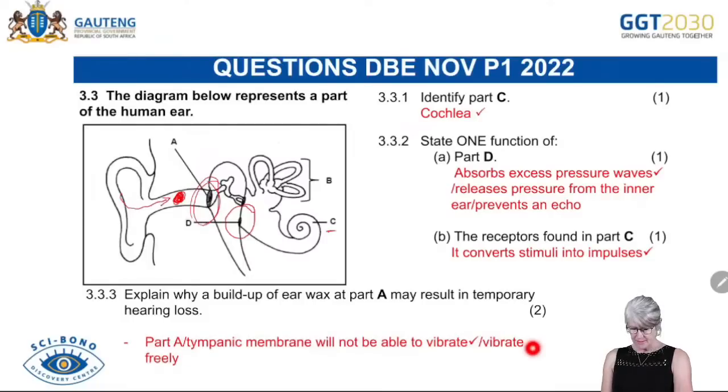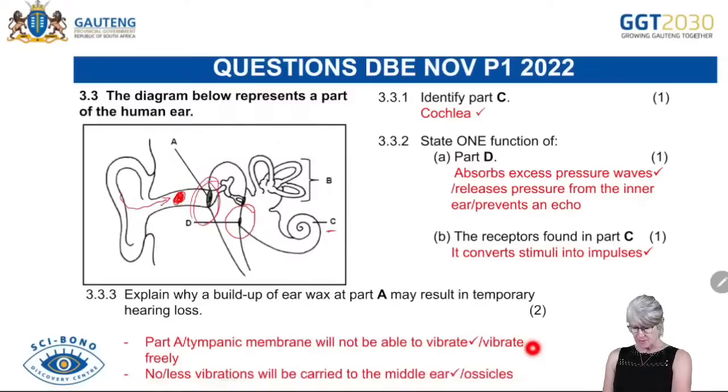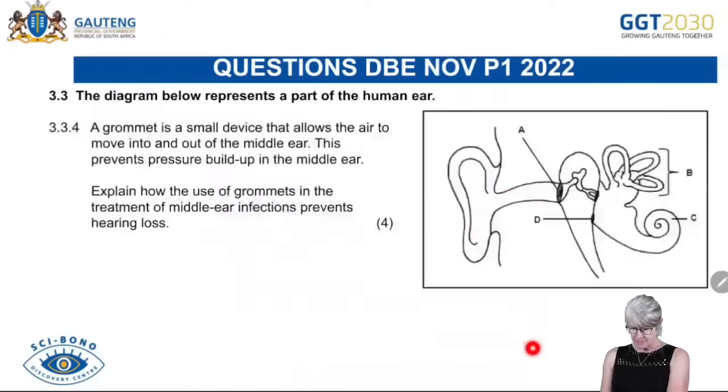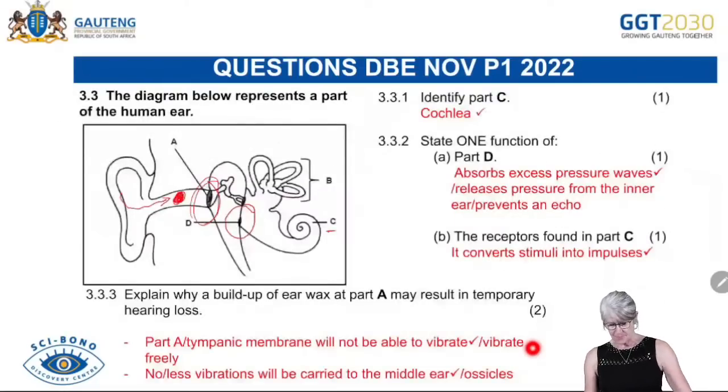Okay, so part A, the tympanic membrane will not be able to vibrate freely. So if there are fewer vibrations carried to the middle ear or the ossicles, then there will be hearing loss.